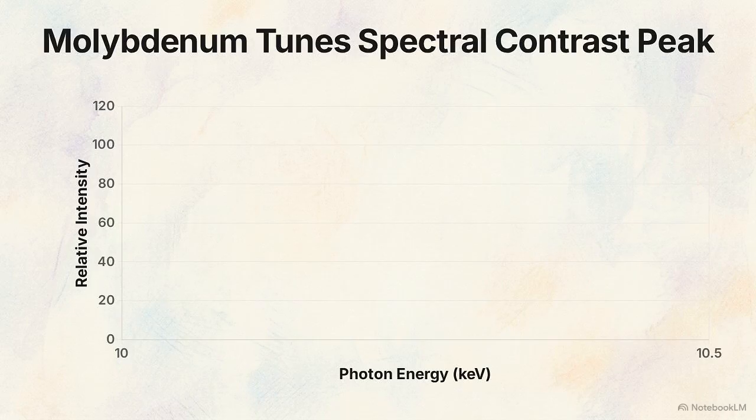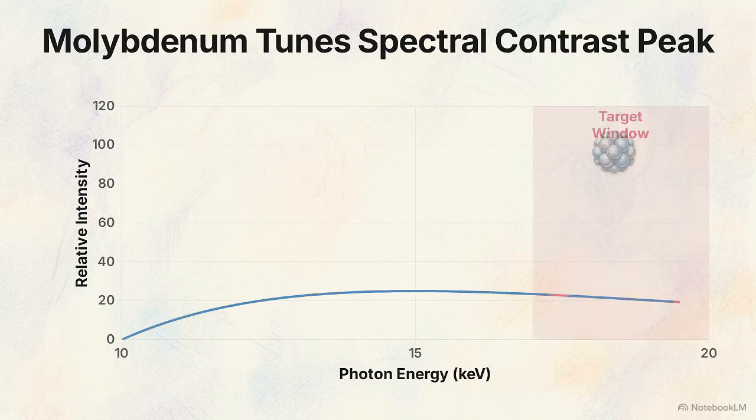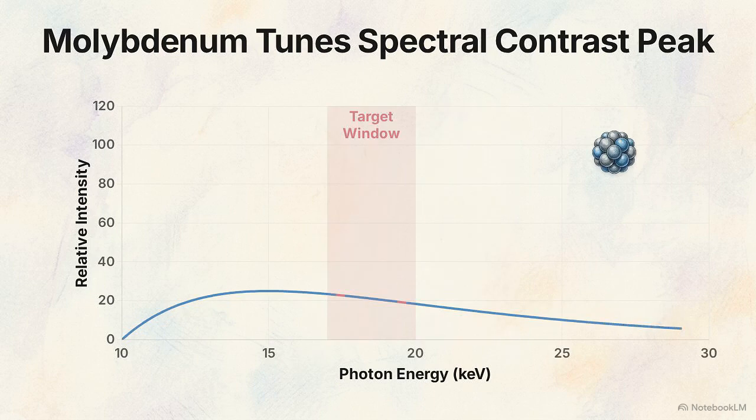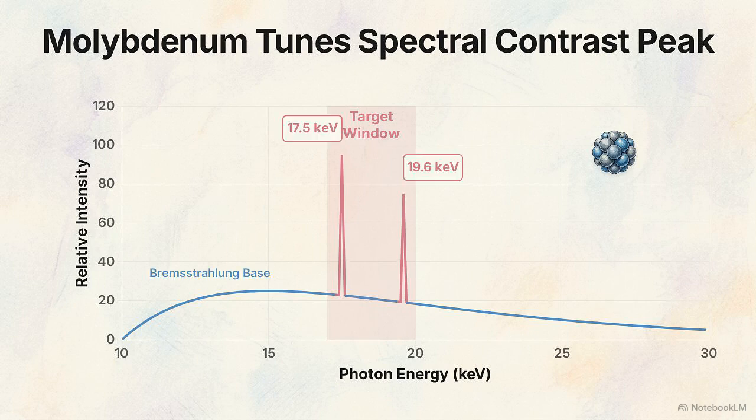This chart plots X-ray photon energy against beam intensity. The highlighted vertical band marks the 17 to 20 kiloelectron-volt range, the mathematical ideal energy window to maximize photoelectric absorption in standard breast tissue. Engineers equip the tube with a molybdenum target. When electrons strike molybdenum, they produce characteristic X-rays defined by the metal's exact atomic structure. Two massive, sharp characteristic spikes erupt at exactly 17.5 and 19.6 keV, aligning with our targeted absorption window.